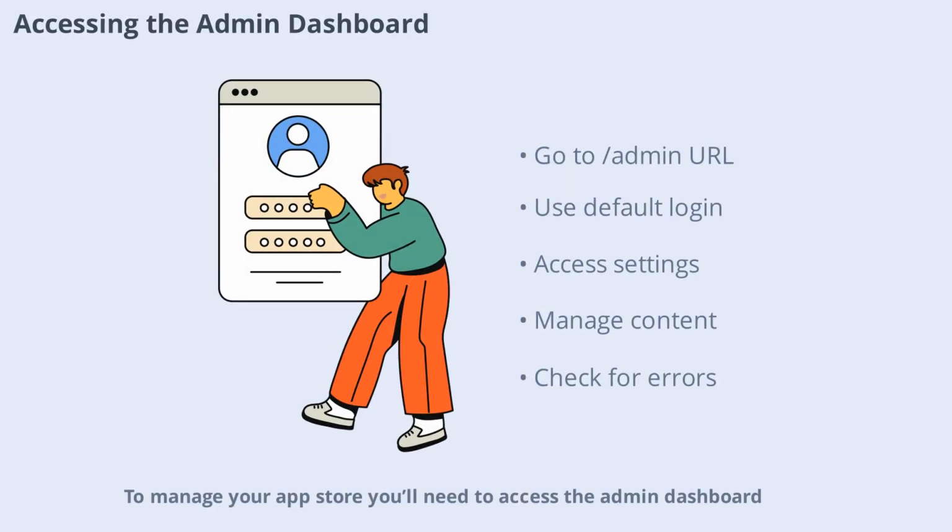Manage your App Store. You'll need to access the admin dashboard. Go to yourdomain.com/admin. Use the default admin login provided in your software package, often something like admin at site.com and admin123. Once logged in, you can access all the settings, content, and user submissions. If you can't log in, double-check your database import and config values. A successful login means your setup is complete and you're ready to manage your App Store.